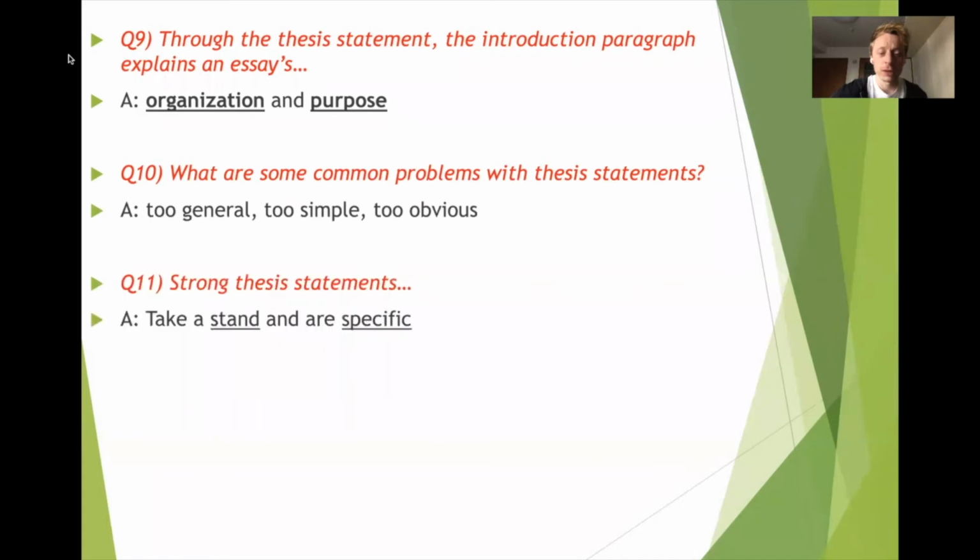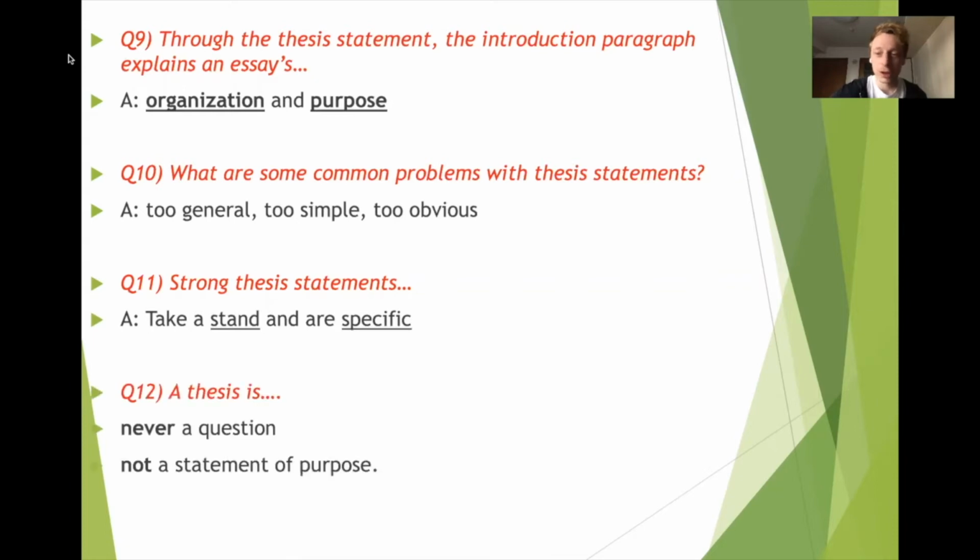Strong thesis statements take a stand and are specific, okay? I should know from a thesis statement what your stance is on a topic, or your position on a topic, like in favor of or against or whatever, and specific, okay? A thesis is never a question. It's not a statement of purpose, and it's not simply a topic, okay? Remember that.